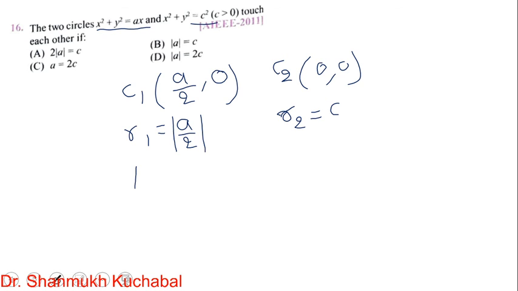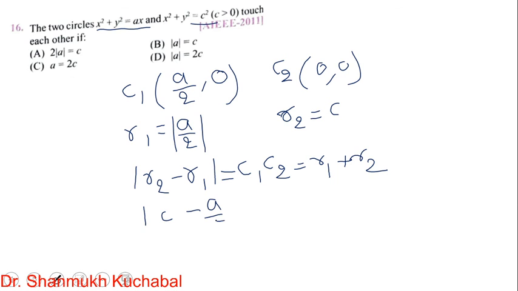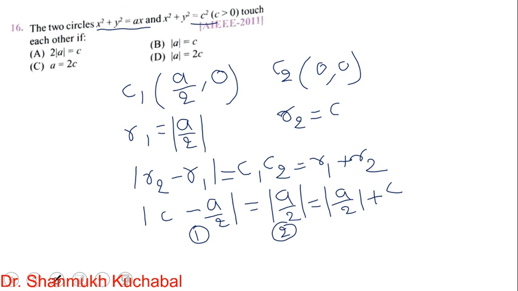Then we'll use the relation: mod of r2 minus r1 equal to c1c2 equal to r1 plus r2. So substituting these values, we get c minus a by 2 equal to the distance between them, which is mod of a by 2, and r1 plus r2 is mod of a by 2 plus c. This we call equation 1, equation 2, and equation 3. We will solve equations 1 and 2.